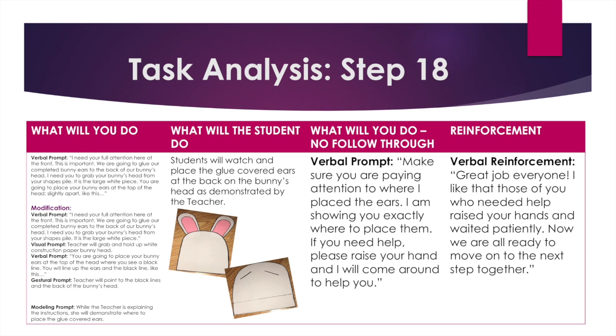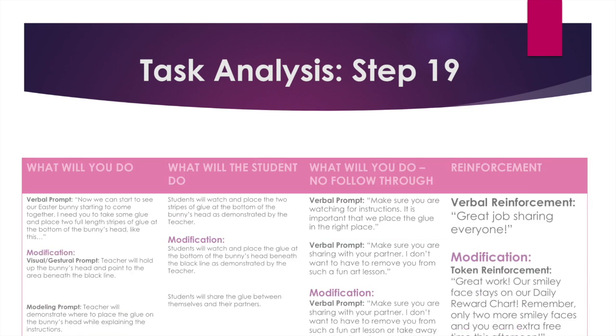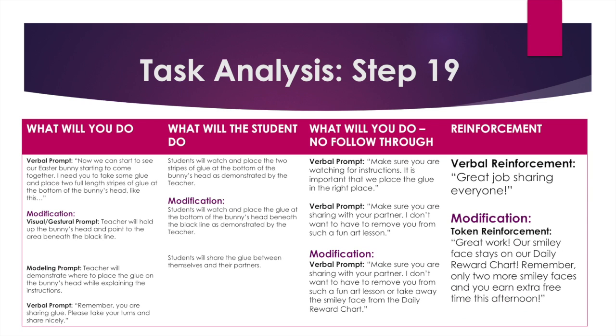Step 19. Now we can start to see our Easter Bunny come together. I need you to take some glue and place 2 full-length stripes of glue at the bottom of the bunny's head, like this. Modifications for students with disabilities. Teacher will hold up the bunny's head and point to the area beneath the black line for where to apply the glue. Modeling prompt for both groups of students. Teacher will demonstrate where to place the glue on the bunny's head while explaining the instructions.